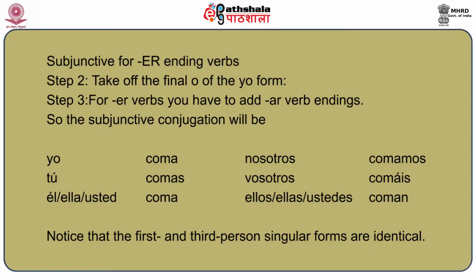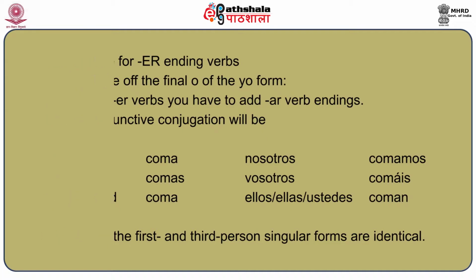Notice once again that the yo and the él, ella, usted forms are similar, which may require the mentioning of the subject pronoun or otherwise can be known from the context. For the subjunctive of IR ending verbs, it is to be noted that the subjunctive for the ER ending verbs follows the same pattern of the three steps.